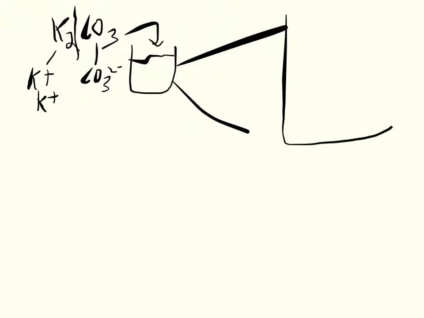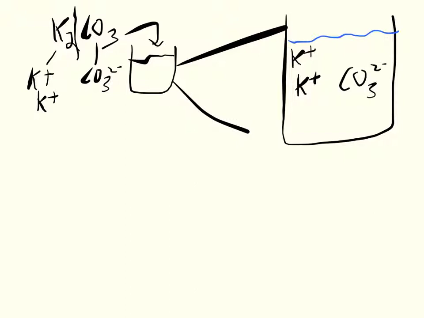So if we looked into a beaker where this solid compound had dissolved, we would see the ions of K+ and CO3 2- in a 2-to-1 ratio.